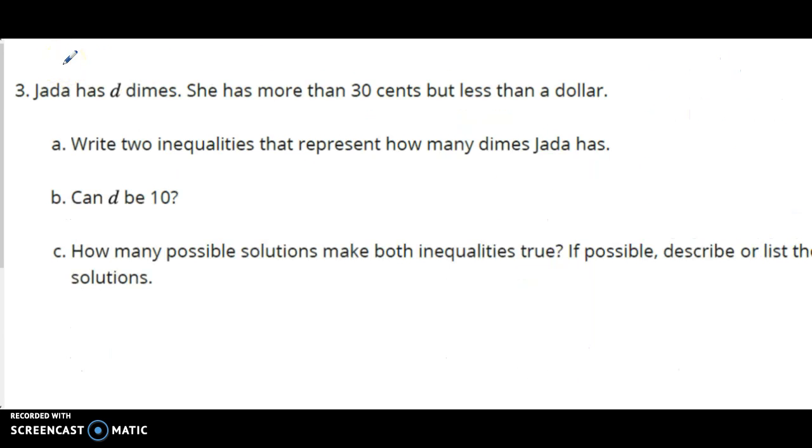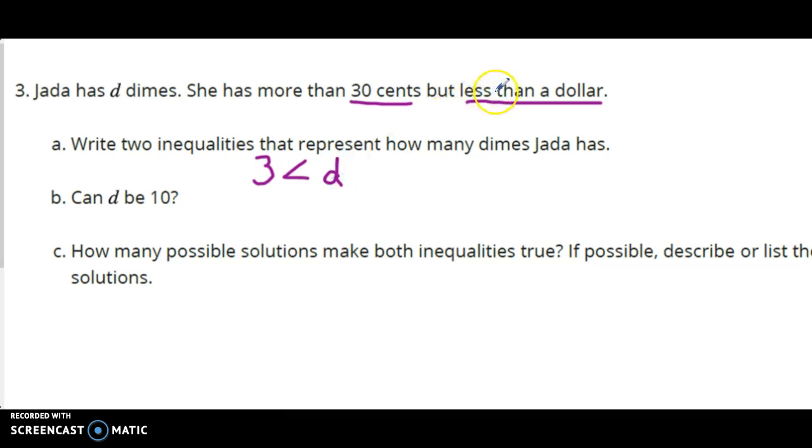Jada has D dimes. She has more than 30 cents, but less than $1. Write 2 inequalities that represent how many dimes Jada has. Okay, more than 30 cents, but less than $1. So if she has more than 30 cents, can she have 2 dimes? No, because that's 20. Can she have 3 dimes? No, because that's exactly 30 cents. So she has to have more than 3 dimes. So I'm going to say 3 is less than D.